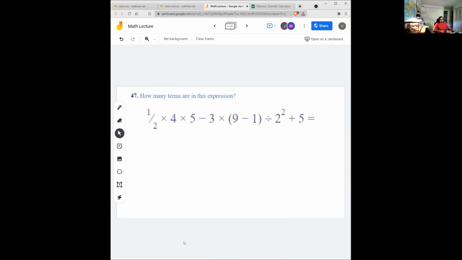If all I know is PEMDAS, then when someone gives me this, it's like, oh no. But this is actually an easy problem. So let's go through. How far do I have to move before I get to the end of my first term? Right there, right? There's a plus or a minus outside parentheses. Okay, where's the second term going to end? The 2 squared. Right there, right? And then the 5 is its own term.